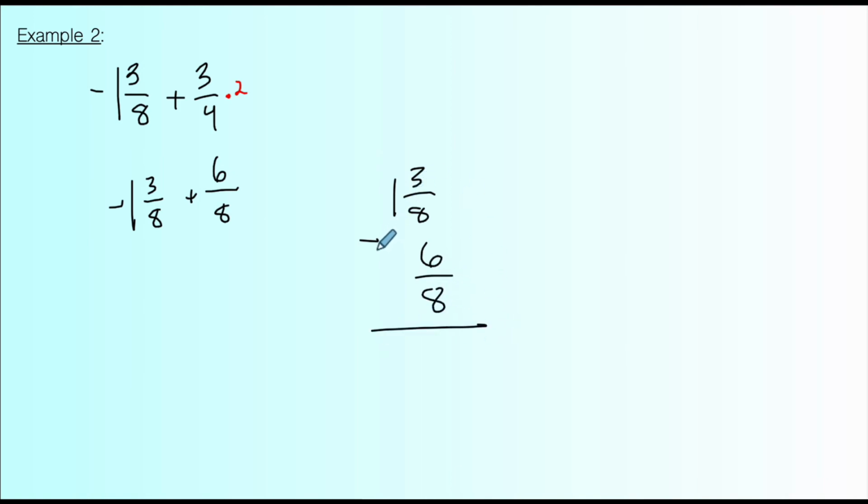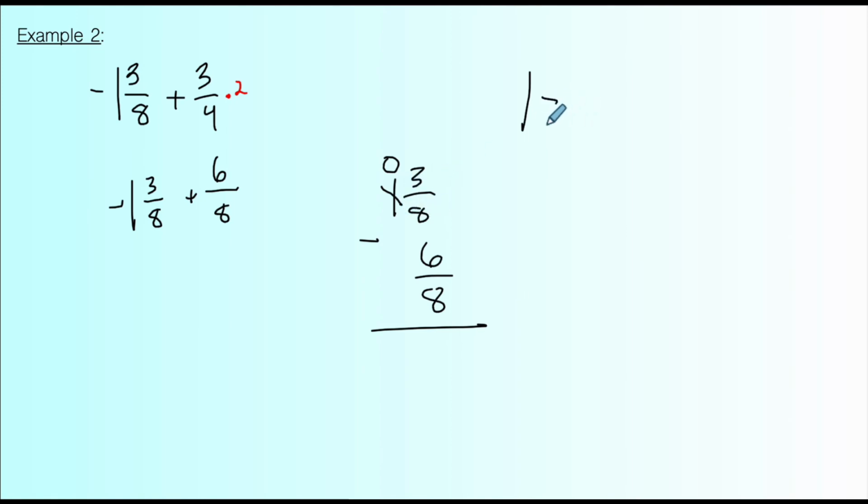3 minus 6. You can't subtract 3 minus 6, so we're going to borrow. I'm going to take 1 away from the whole number. That reduces it to 0. And that 1 whole that I just took away, I'm going to add to the fraction. I'm going to add it to 3/8.